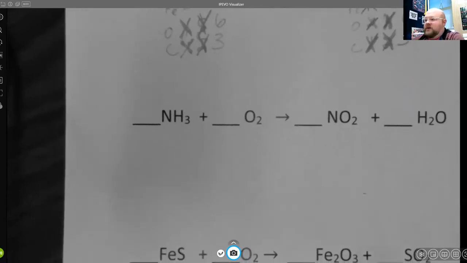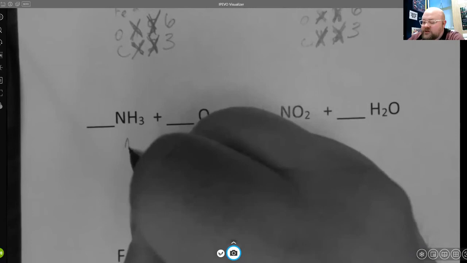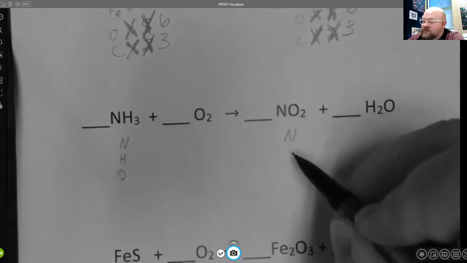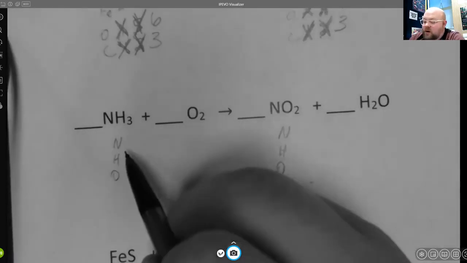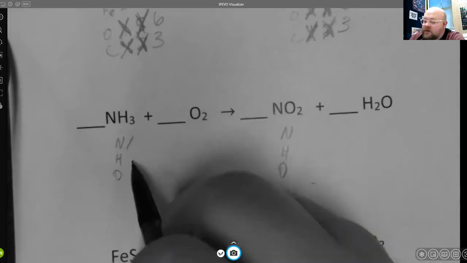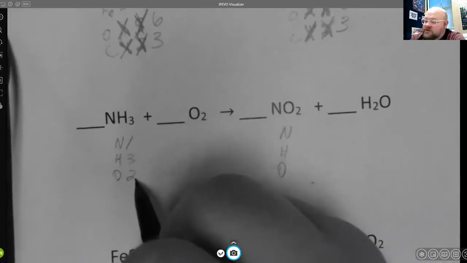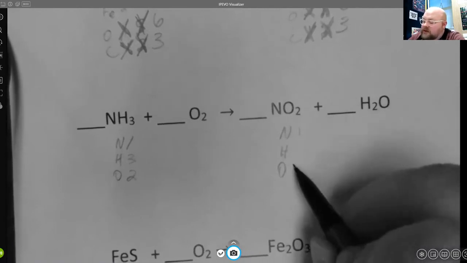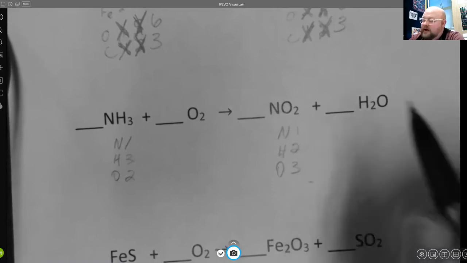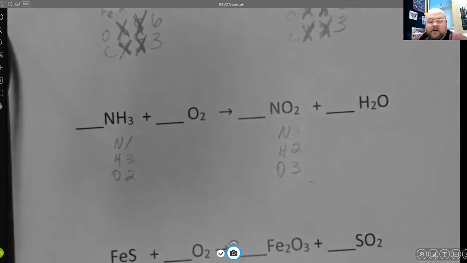If we look at the next one here, on the left, we have nitrogens, hydrogens, oxygens. On the right, we have nitrogens, hydrogens, and oxygens. We have 1 nitrogen, we have 3 hydrogens, we have 2 oxygens, and on the right, we have 1 nitrogen, 3 oxygens, and 2 hydrogens. Okay, this one is going to be quite a bit of back and forth until we get it right. So we just kind of need to pick a spot to start working with.